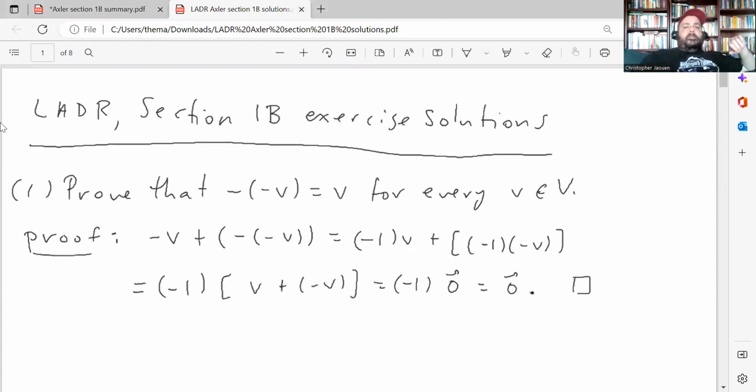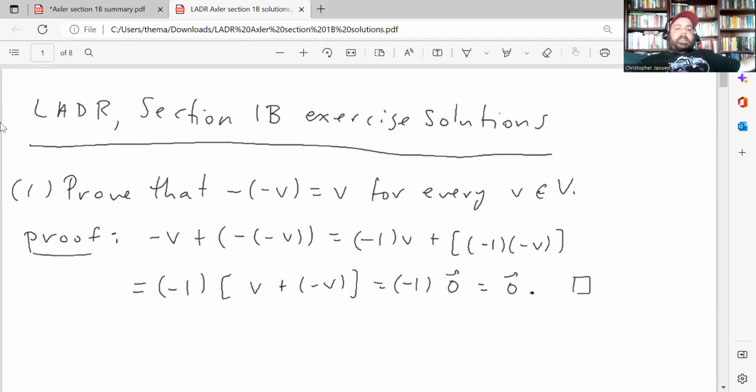Okay, so here we go for the exercises. Again, some of these we've done already in other videos, so I'm going to go through them a little bit quickly. Question number 1 says prove that negative (negative v) is equal to v for every v in V. In other words, prove that v is the additive inverse of negative v. So to do that, we add that thing to negative v and see what happens.